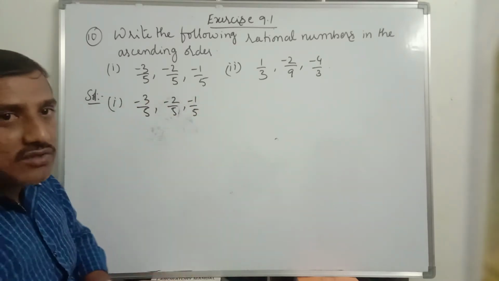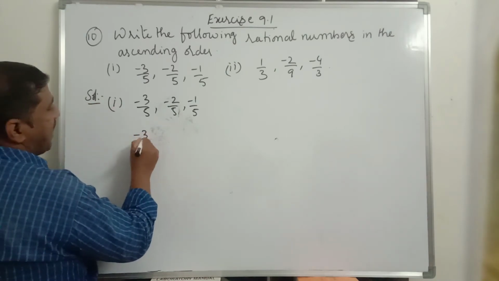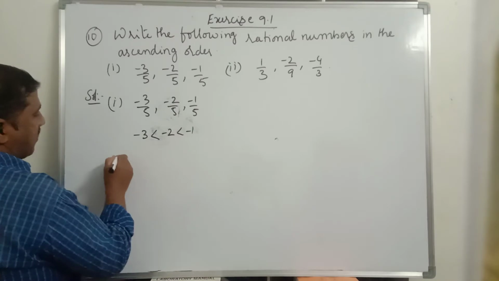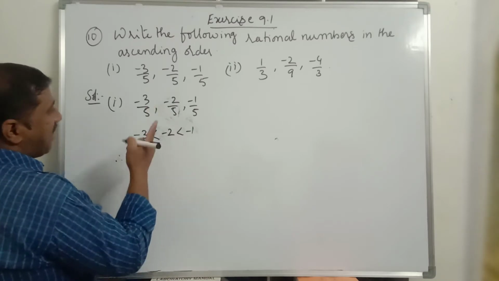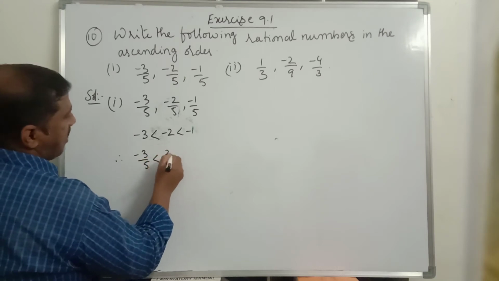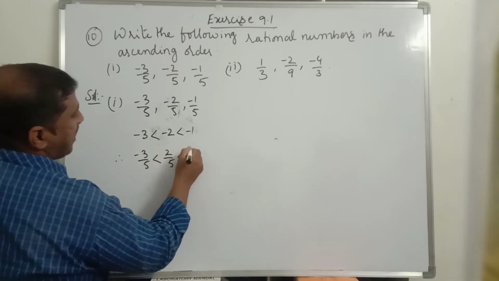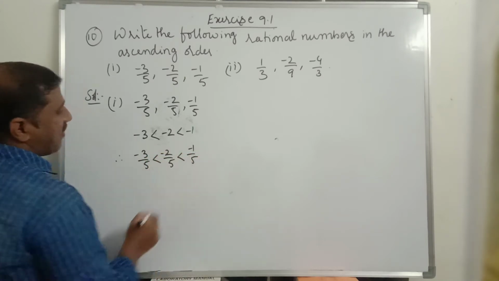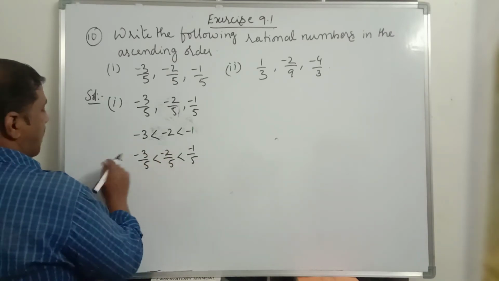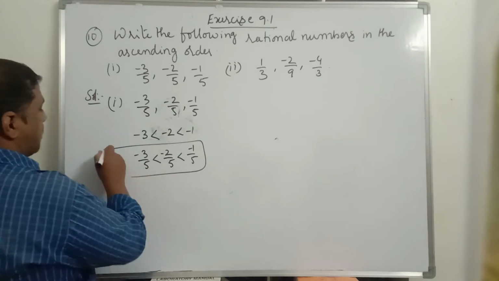Which is the smallest one? It is minus 3 is less than minus 2 is less than minus 1. Therefore, which is the ascending order? Here it is minus 3 by 5 is less than minus 2 by 5 is less than minus 1 by 5. This is ascending order. Ascending order of the rational numbers.